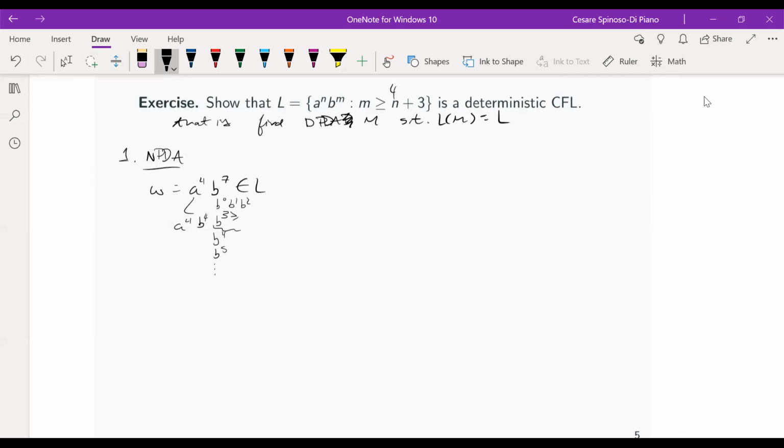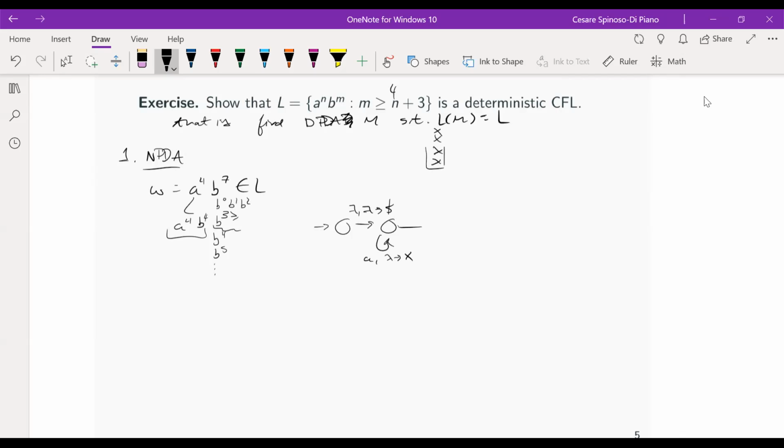The first idea is to use the a^n b^n subroutine, and once I finish that, I check that I have at least 3 b's. So I'm going to push a $ sign, even though you don't need to, it just makes me feel better. Then I read all of my a's, and for each a that I read, I push an X. Let's say I have 4 a's, so I push 4 X's.